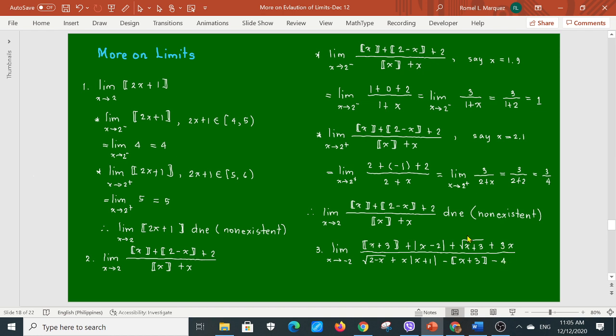Okay? Since there is a greatest integer again, we have to make use of the limit from the left and the limit from the right. But let's say the given is already approaching the limit from the right. You can proceed immediately because we don't need the limit from the left, no? So we are just after the limit from the right. So what number are we going to try, guys? What do you think? x is equal to? To the right of -2, guys.